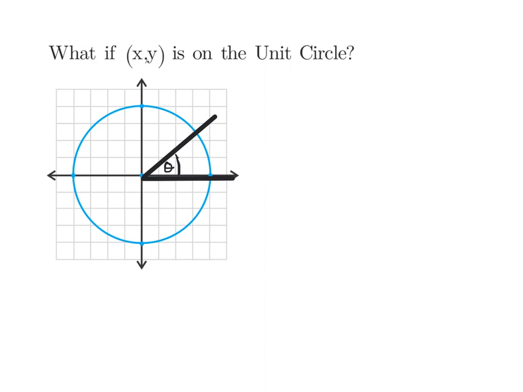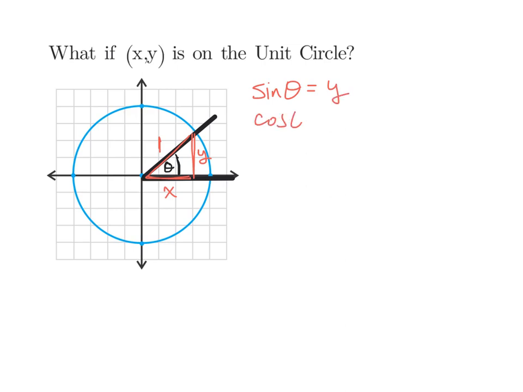But what if that ordered pair x, y is on the unit circle? Now, a unit circle is a special kind of circle. A unit circle is one where the radius is 1. The unit circle has a radius of 1, but it's also centered at the origin. So if x, y is on a unit circle, then that means when we draw our triangle, our base is x, our height is y, but the radius is always going to be 1. That helps us out tremendously because we know that sine is the opposite over the hypotenuse, y over 1. That's going to simplify to y.